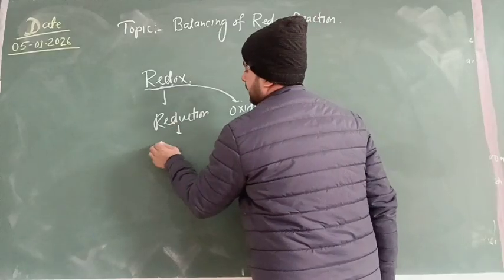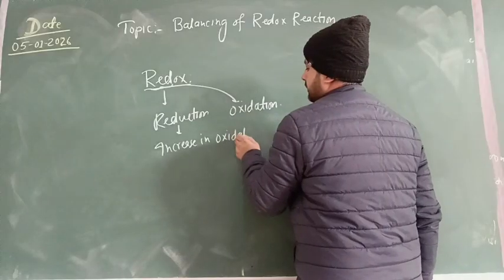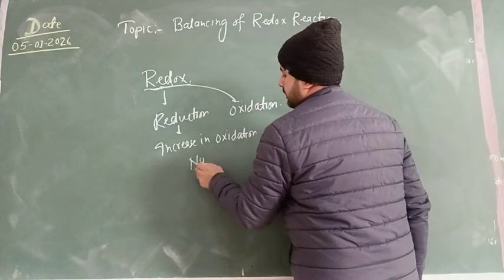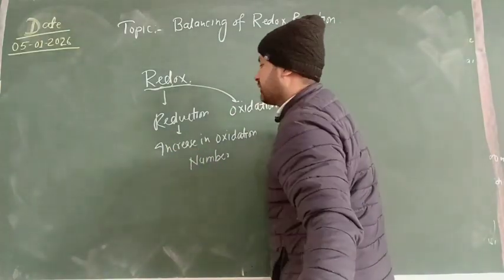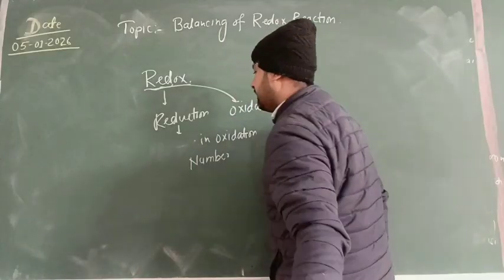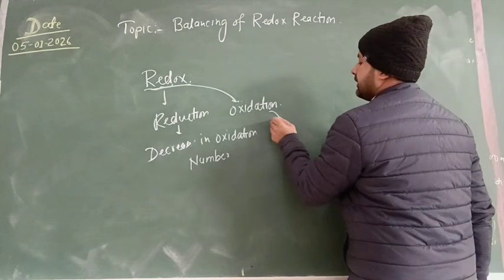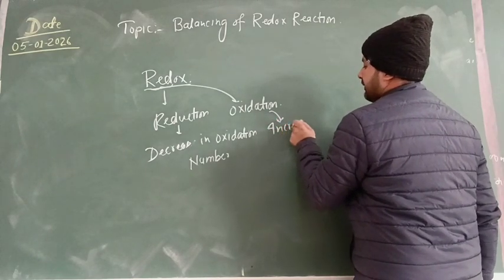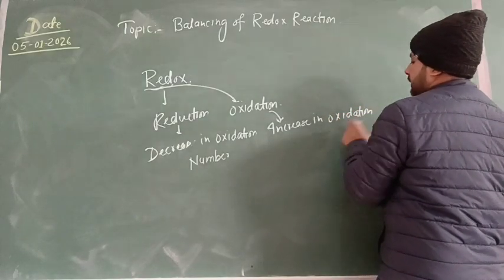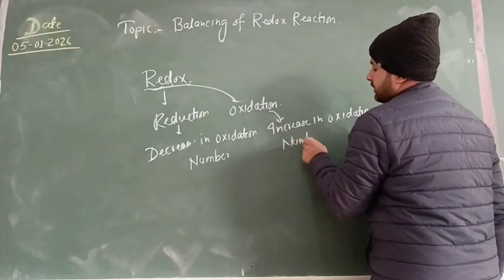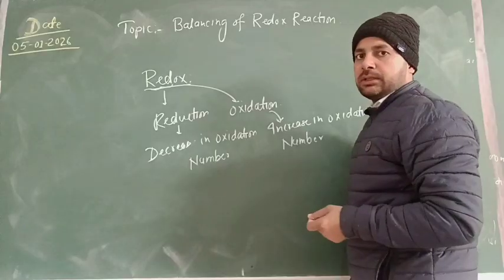Actually, reduction is a decrease in oxidation number, and oxidation is an increase in oxidation number. So if there is an increase in oxidation number, we will say oxidation is happening. If there is a decrease in oxidation number, we will say reduction is happening.